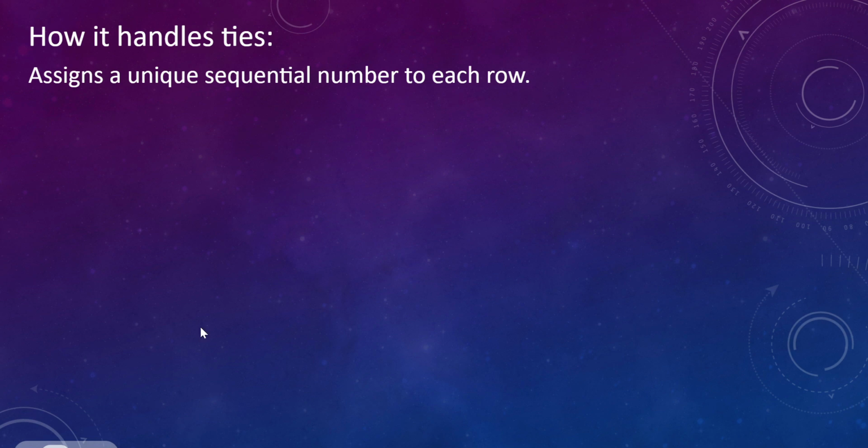How does it handle ties? It assigns a unique sequential number to each row, and every row is assigned a unique number.